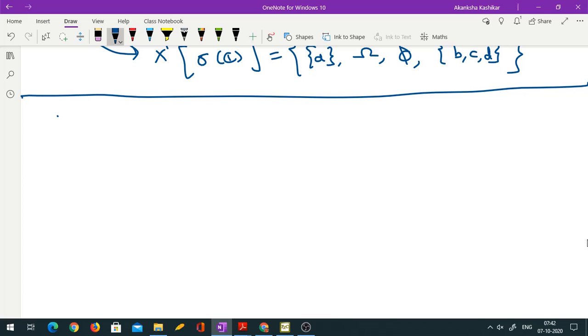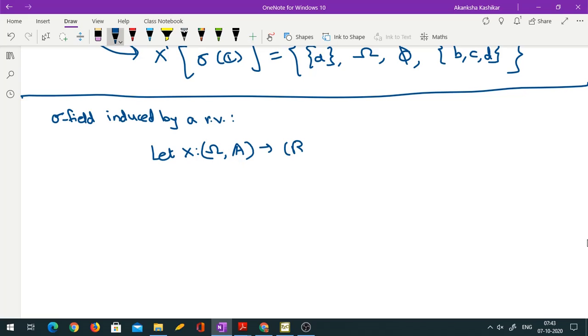So we need something called a sigma field induced by a random variable. Okay, what do I mean by that? Let me explain. So again, let X be a function from omega script A to R script B, and now I am going to say that X is a random variable.